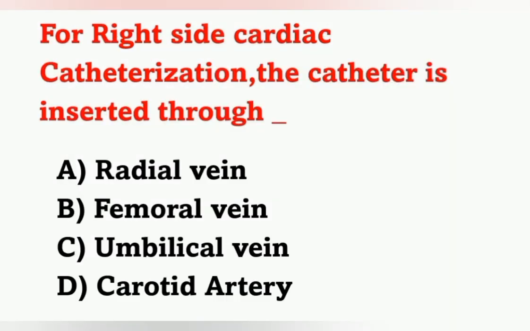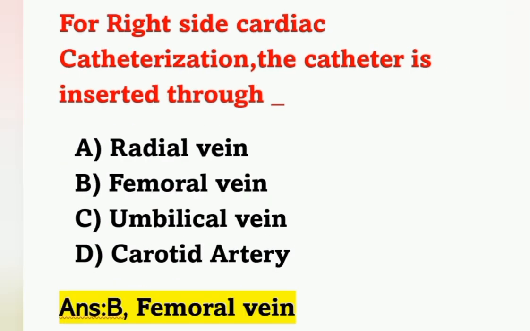The next question: for right side cardiac catheterization, the catheter is inserted through which vein? Option A radial vein, option B femoral vein, option C umbilical vein, option D carotid artery. For right side cardiac catheterization, the catheter is inserted into the femoral vein. Option B is the correct answer. It is inserted into the antecubital vein or femoral vein.